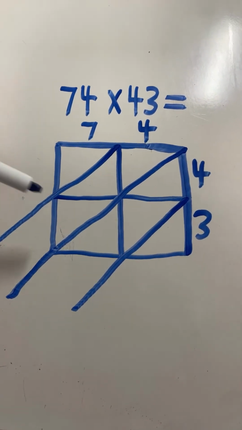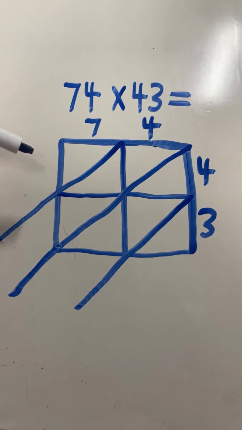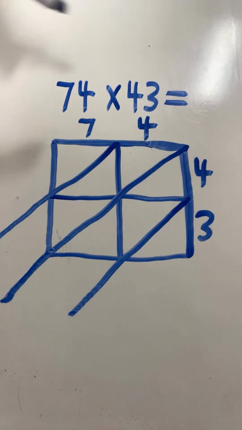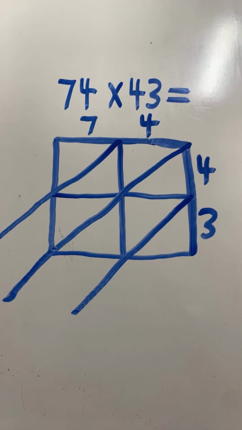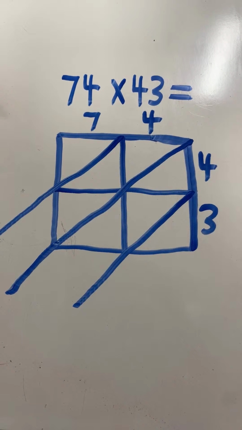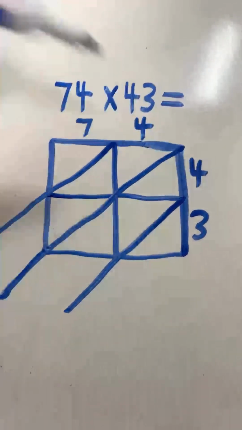So I have my Lattice method model here. 74, first and foremost, 74 times 43 is our first example problem. And I'm going to show you how to solve that problem using the Lattice method. We have a box for each digit within the problem.